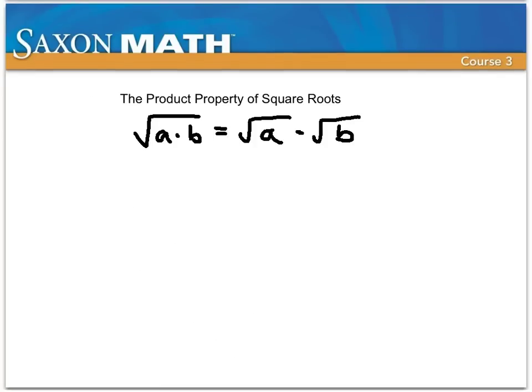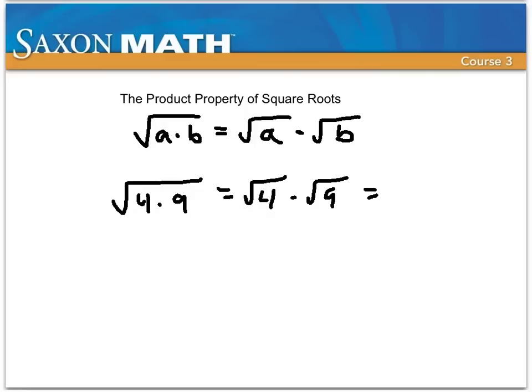Now here's the product property of square roots. It's saying if I have a square root where something is multiplied by something else, then I can break it apart and put the square root of the first factor times the square root of the second factor. So for example, if I write something like this, the square root of 4 times 9, that's the same as saying I can take the square root of 4 times the square root of 9, which is equal to the square root of 4 is 2 times the square root of 9 is 3, so that equals 6.